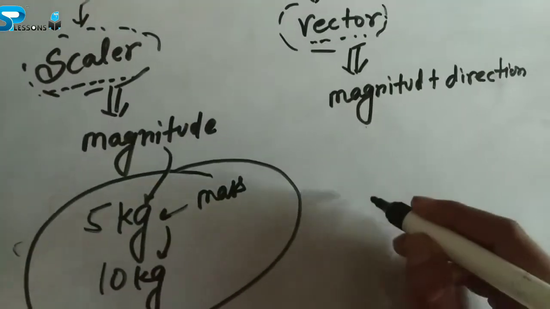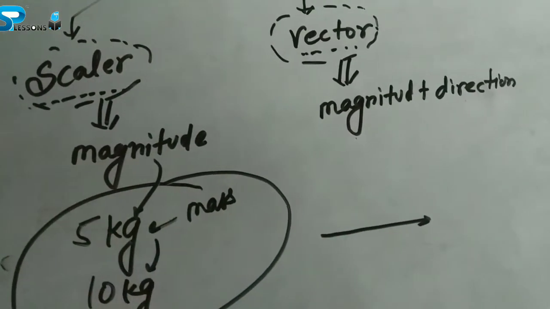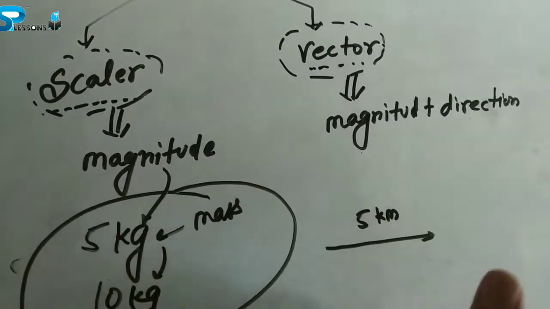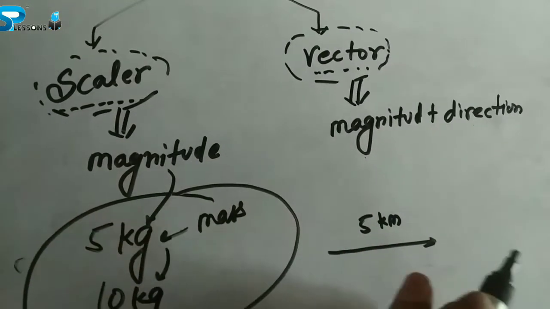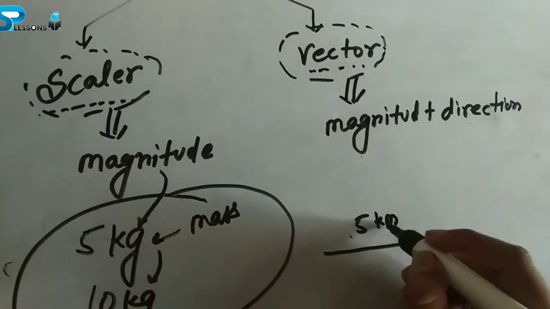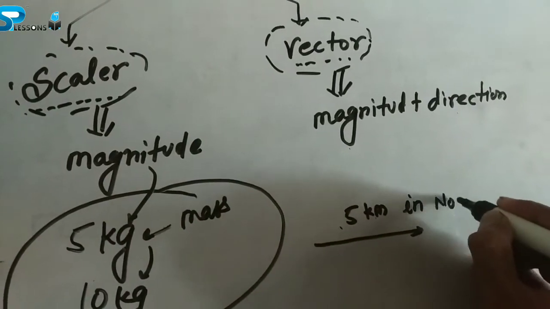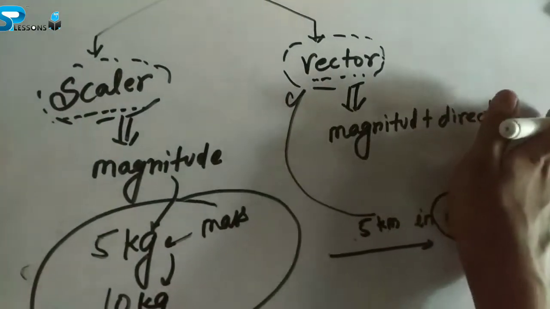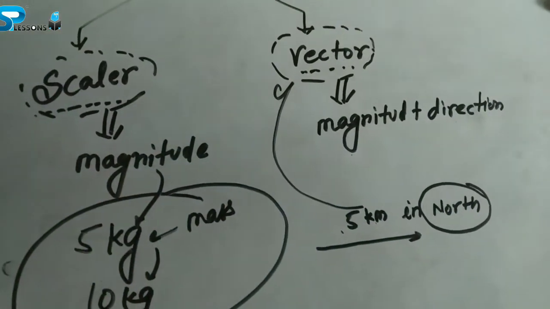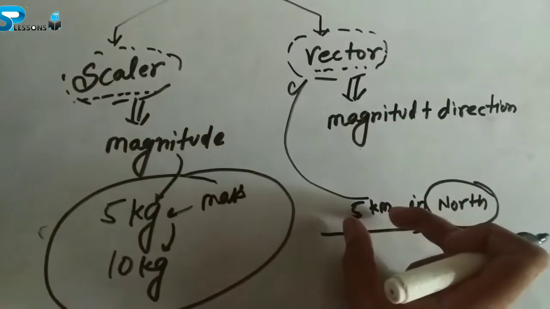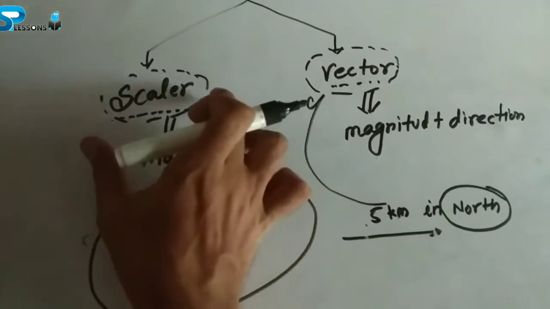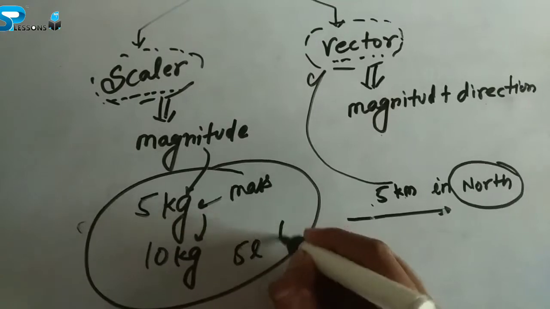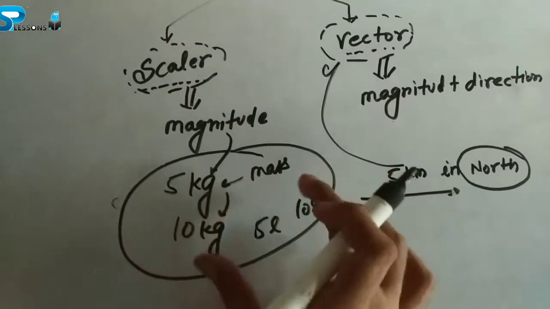Okay, we know we go to the market. When we tell another person, I am going 5 kilometers, it's a scalar quantity because we don't mention any direction. If we say we go 5 kilometers in the north direction, now it's a vector quantity because we mention the direction. This is scalar and this is vector. So a vector quantity has magnitude plus direction, but a scalar quantity only has magnitude, like 5 kg, 10 kg, 5 liter, 10 liter. It doesn't have any direction, only magnitude.